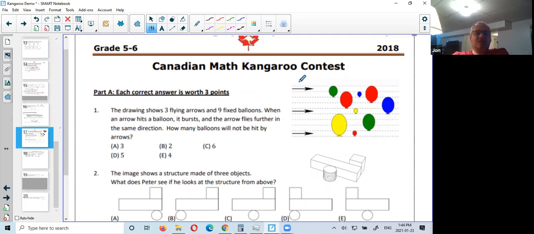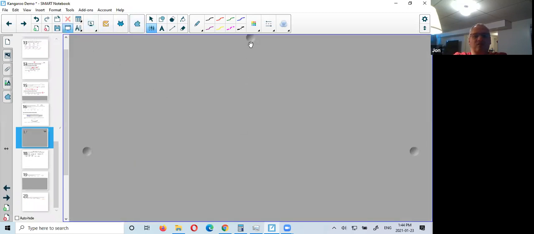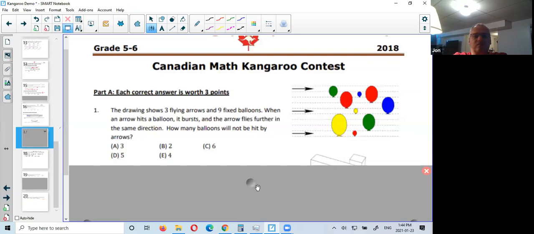So this says these arrows are flying. How many balloons will not be hit by arrows, right? Take a minute to look at that first. I'm going to put this up. Right, so we have to look at which balloons won't get hit by an arrow.